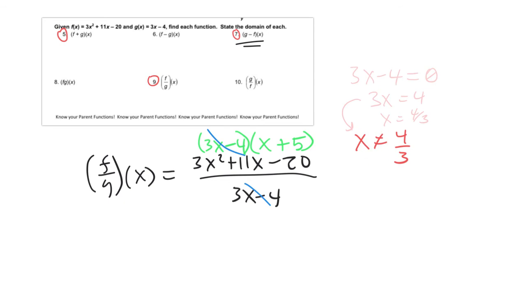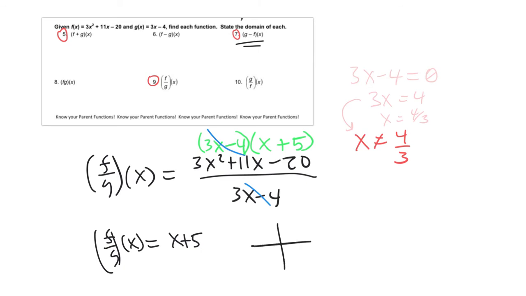So at the end of the day, x is not allowed to be 4 over 3 because it would cause this whole thing to be undefined. So you're going to want to make that mental note. That's a very important mental note to make, all right? Now, when it comes to canceling, though, we end up canceling, and then we have our f over g of x equals x plus 5 after that cancellation.